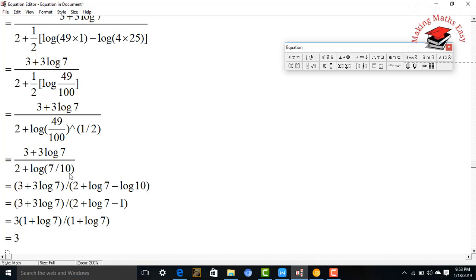So log of 10, after that I will split this. Log of 10 is equal to 1, and 1 is subtracted from 2, and then I will take 3 as a common, and I will cancel this 1 plus log of 7, and the final answer we got is 3. So this kind of complicated sums you will get in the examination. So you have to decide what to do and what not to do. Try to simplify the sum by making it smaller and smaller.